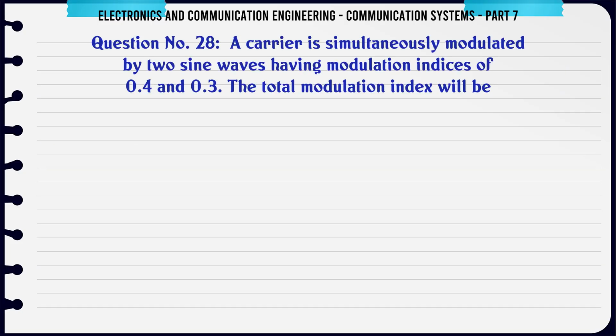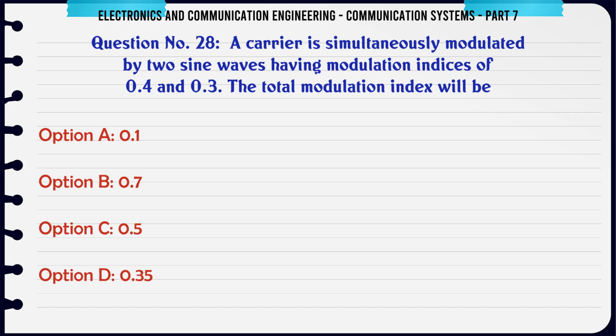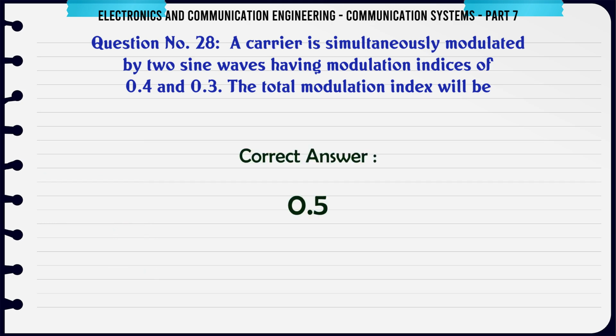A carrier is simultaneously modulated by two sine waves having modulation indices of 0.4 and 0.3. The total modulation index will be A 0.1, B 0.7, C 0.5, D 0.35. The correct answer is 0.5.